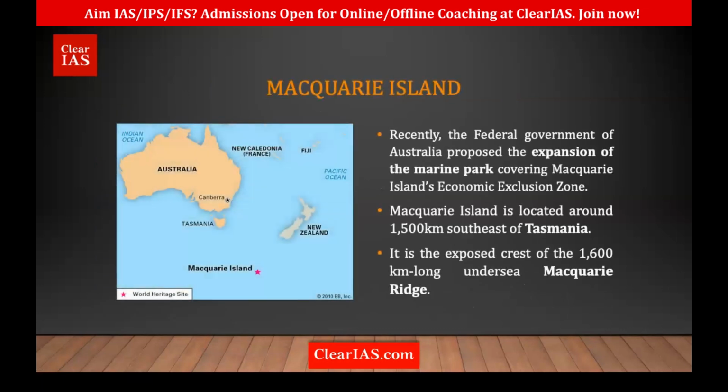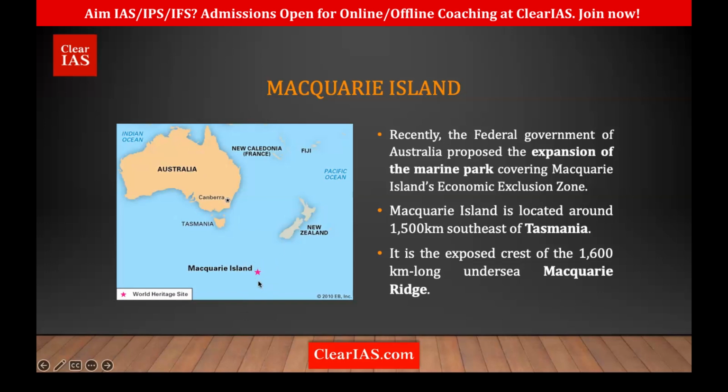Next is an Australian island, that is Macquarie Island. It is in Australia. Recently, the government of Australia proposed the expansion of the marine park in this region, the Macquarie Island Economic Exclusion Zone. So you can see the location of Macquarie Island. It's actually off the coast of what? Australia, below New Zealand and Australia, somewhere around here.